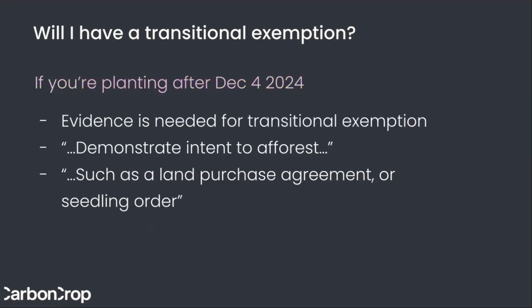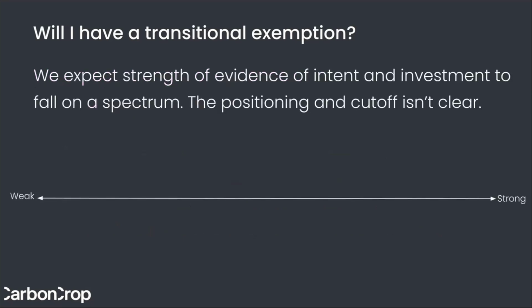If you're planting after December 4th, 2024, which probably means that you haven't planted yet because the last month and a half isn't really prime planting season, you need evidence for your transitional exemption. It has to demonstrate an intent to afforest, and we've got a couple of examples, but there's obviously a lot of open questions in here.